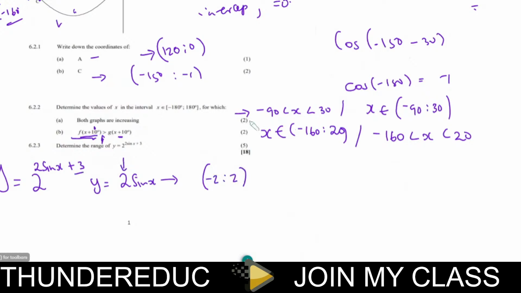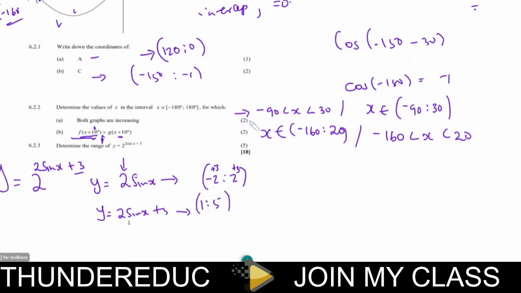Then what if we add a 3, which means this graph is being shifted 3 units upwards. So 2 sine x plus 3 will give us new values. If we shift the graph upwards, we shall end up having 1 and 5 as our new values. So plus a 3 there, and then you plus a 3 here.